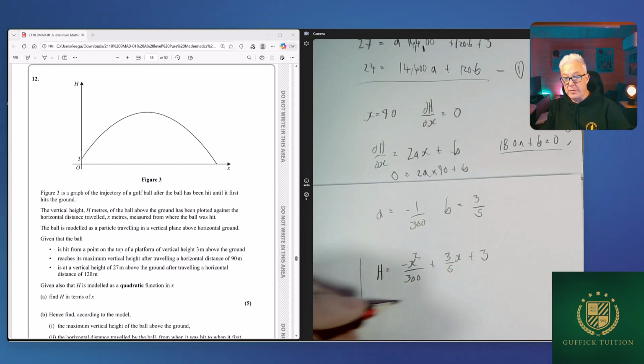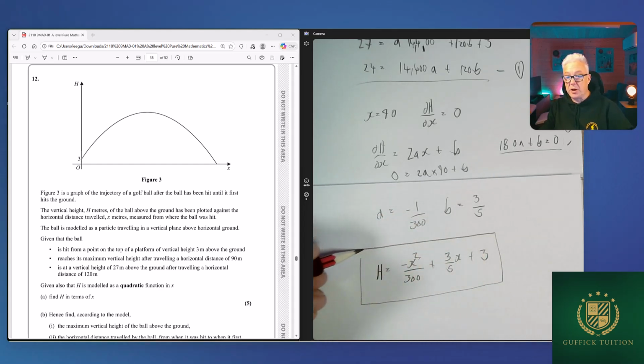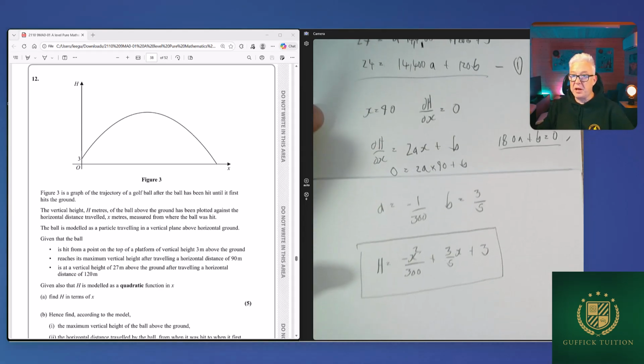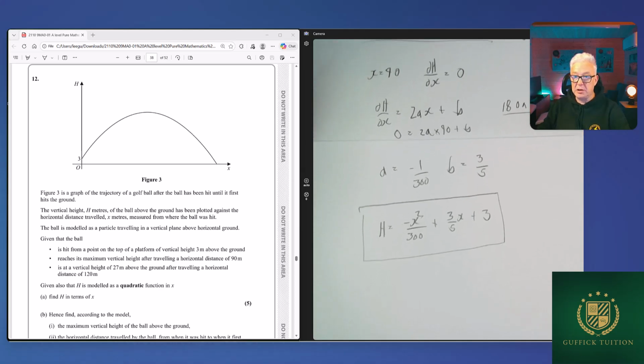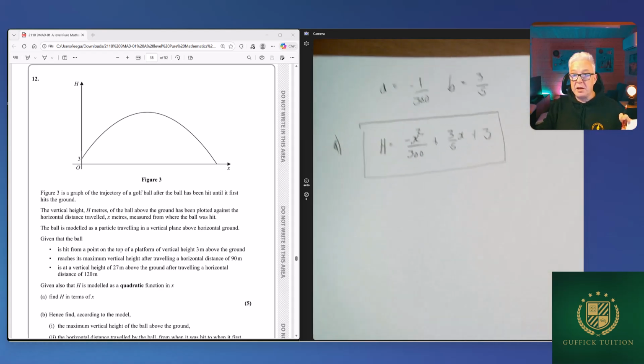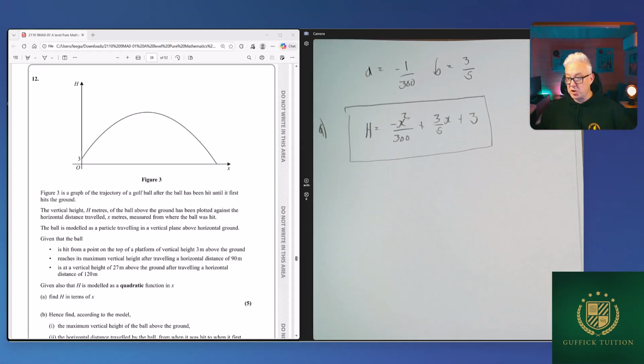If you were unsure about that, by the way, you could always just do it longhand and solve them. It would be pretty straightforward really to do that in order to work out your A and B if you were worried that you could potentially lose a mark. But that's part A done for 5 marks. Okay, we found our complete equation by making use of all those pieces of information.